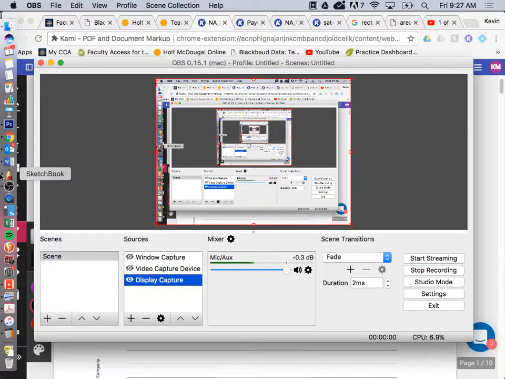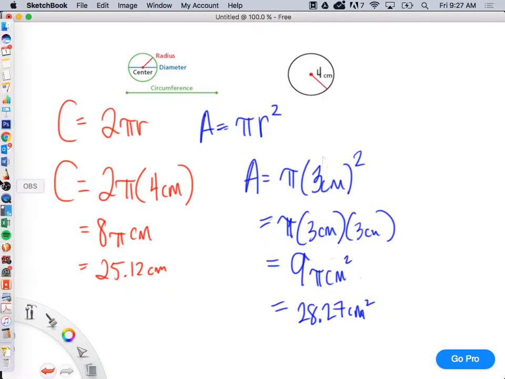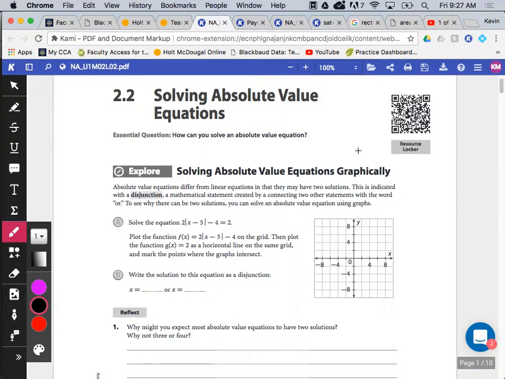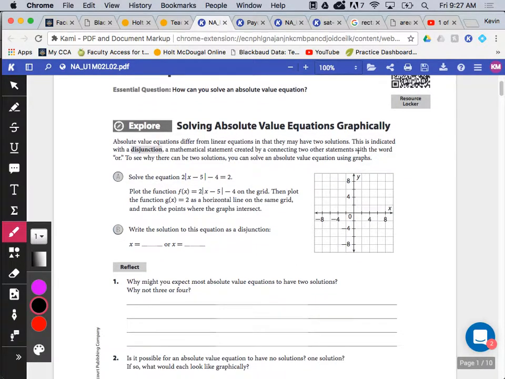Absolute value equations. Lesson 2.2 is on solving absolute value equations. So we graphed the functions, now we're going to solve the equations. Okay, so the first one says solve the equation here: 2 times the absolute value of x minus 5, minus 4 equals 2.